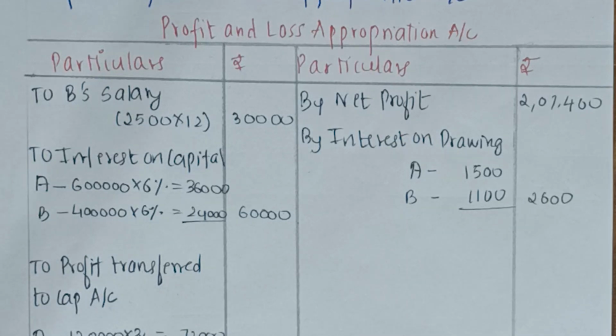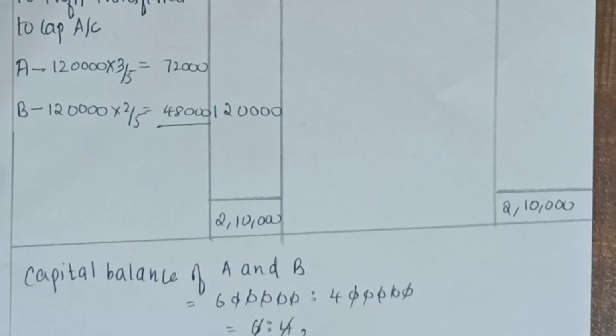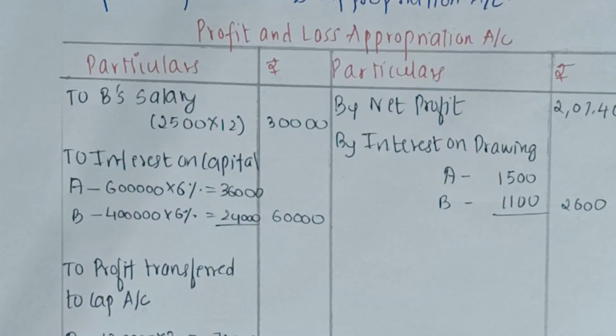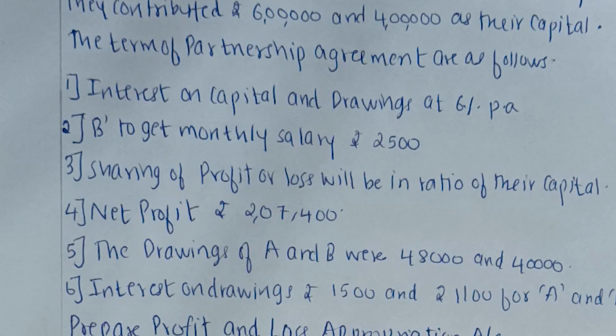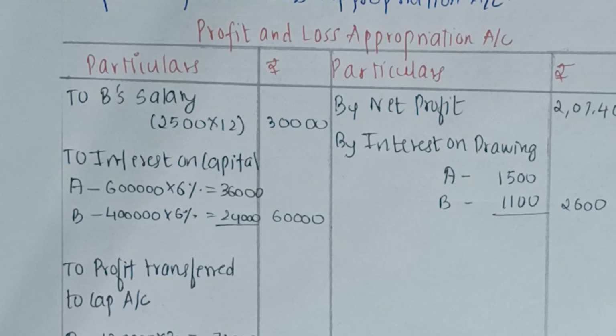Now we'll add both the amounts, that is 2,07,400 and 2,600. When we add these two, it comes to 2,10,000. Now moving on to the debit side, it says that B has to get a salary of rupees 2,500 per month. We know that whenever per month is mentioned, we have to convert it into years. So total months we have is 12. B's salary will be 2,500 into 12, which comes to 30,000.